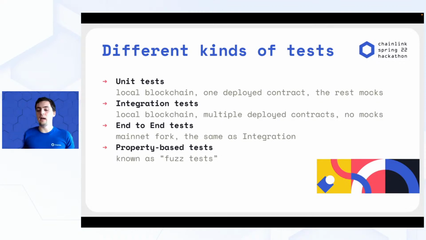The third type are so-called end-to-end tests. The difference between integration tests and end-to-end tests is that integration tests are performed in a local blockchain, which only has your deployed smart contracts, its state, and that's it. But with end-to-end tests, we can have a so-called mainnet fork. That means we are going to test at a specific block: we copy the whole state of the mainnet at that block, and we perform tests on that environment.